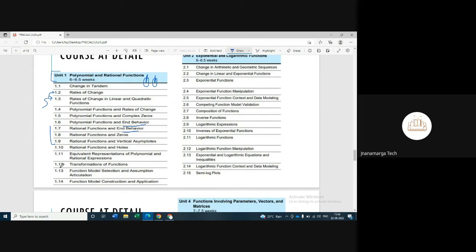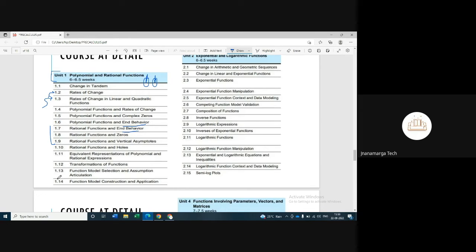And learning about the rational functions and the holes, and the equivalent representation of polynomial and rational expressions. We will be learning how to rewrite polynomial and rational expressions in equivalent forms. We will be determining the quotient of two polynomials using long division. So, how to deal with polynomials and division of polynomials? The best way to do so is with long division. We will be rewriting the repeated product of binomials using the binomial theorem that we are going to study.